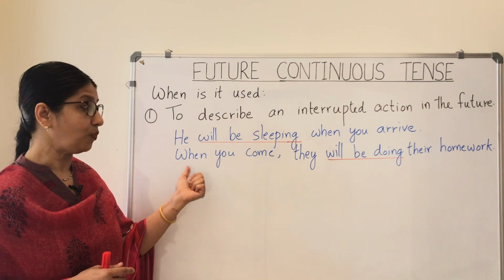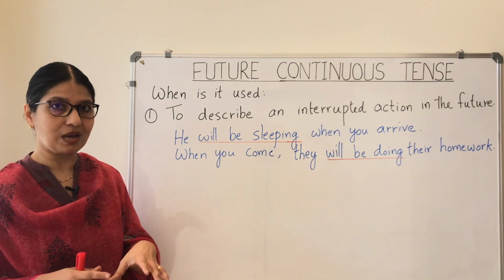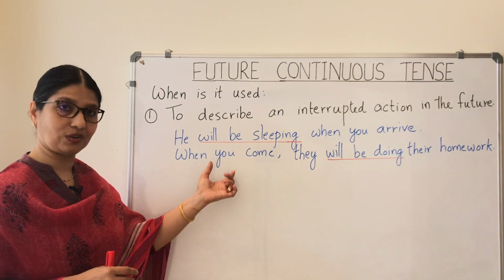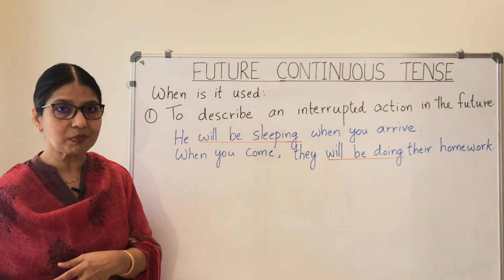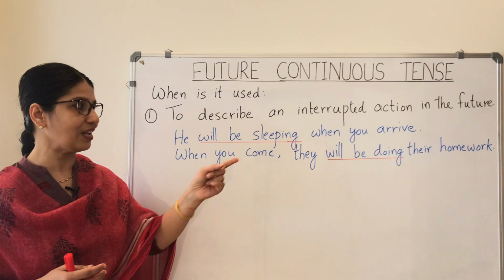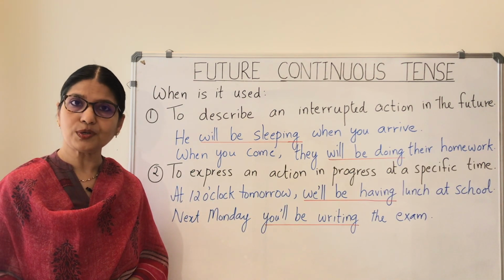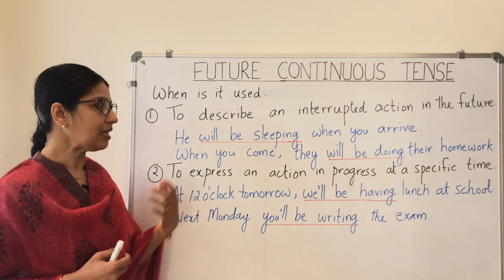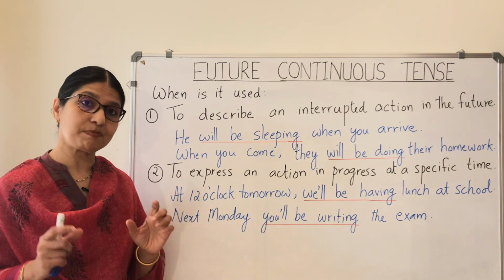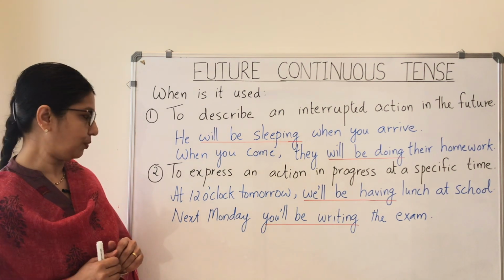Here again, when you come, they will be doing their homework. So come, entering a place, a shorter action. They will be doing their homework. Homework being done is a longer action, and there I used the future continuous tense. We could also use the future continuous tense to describe an action in progress at a specific time. So these examples will make it clear for you.